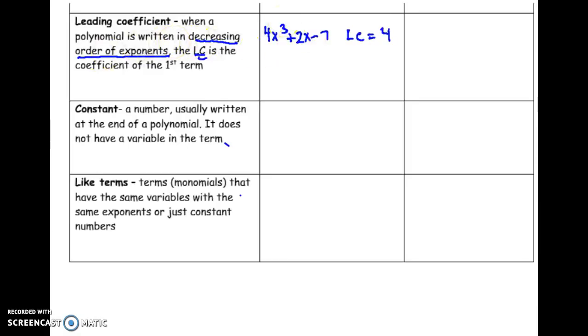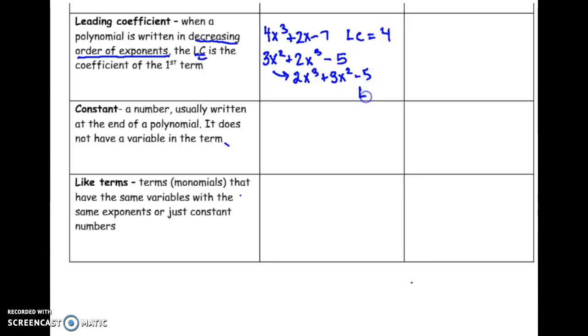Say I had an example 3x squared plus 2x to the third minus 5. We would want to rewrite this in order, so rewrite it as 2x to the third plus 3x squared minus 5.